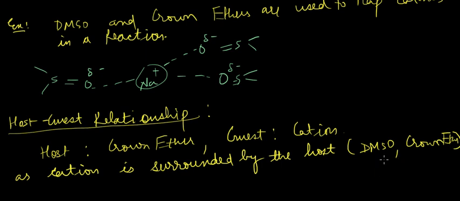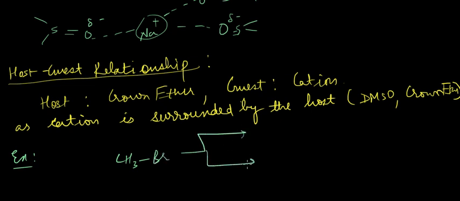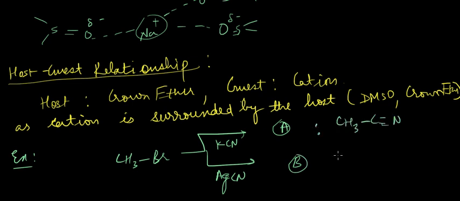Okay, so at the last of this lecture, let me end this lecture with some reaction. This is some reaction in which if we react this alkyl halide with KCN, we will get compound A, and if we react with AgCN, we will get compound B. So A is a nitrile group and B is an isonitrile group. Just remember this, we will discuss it sometime later in our lecture series.